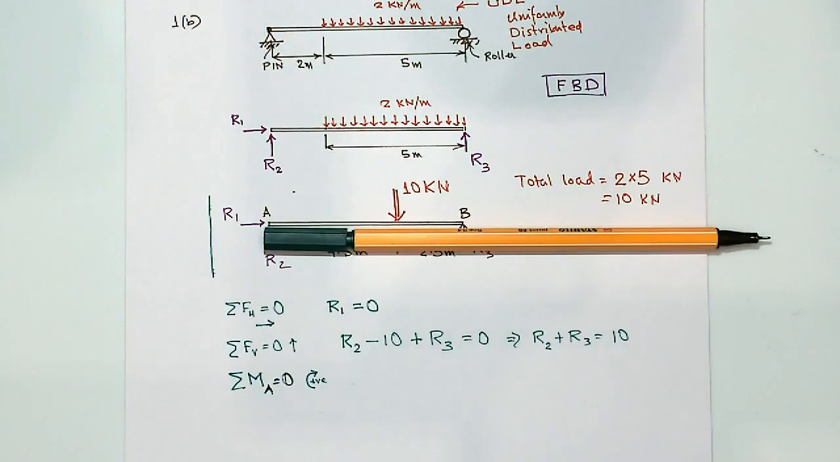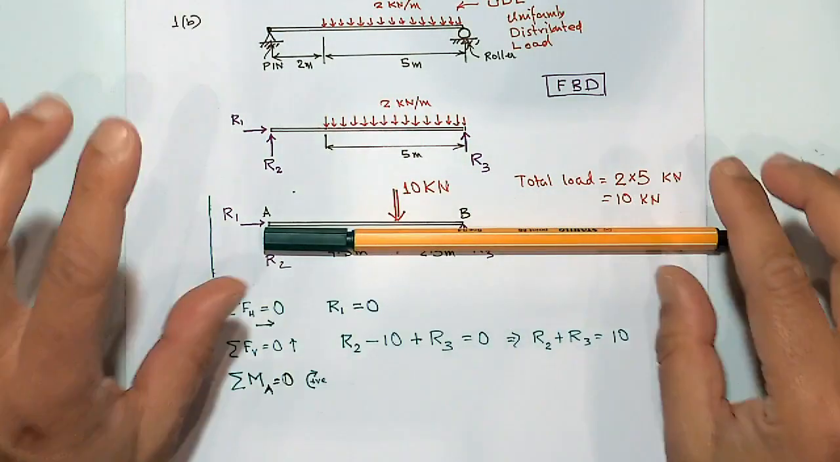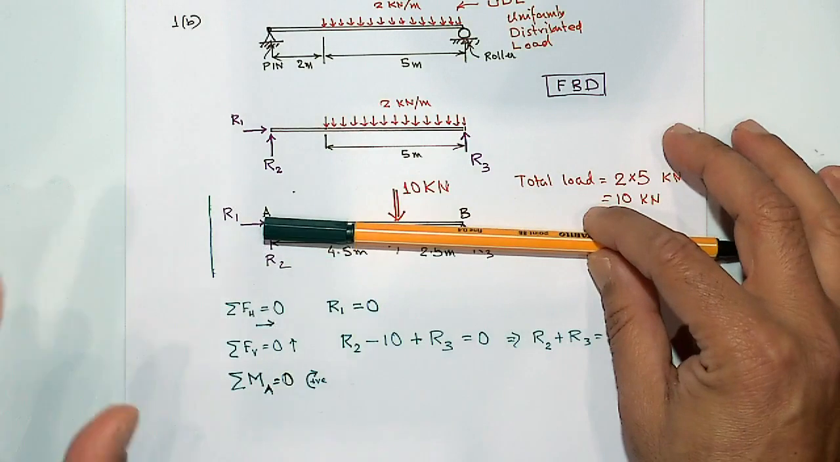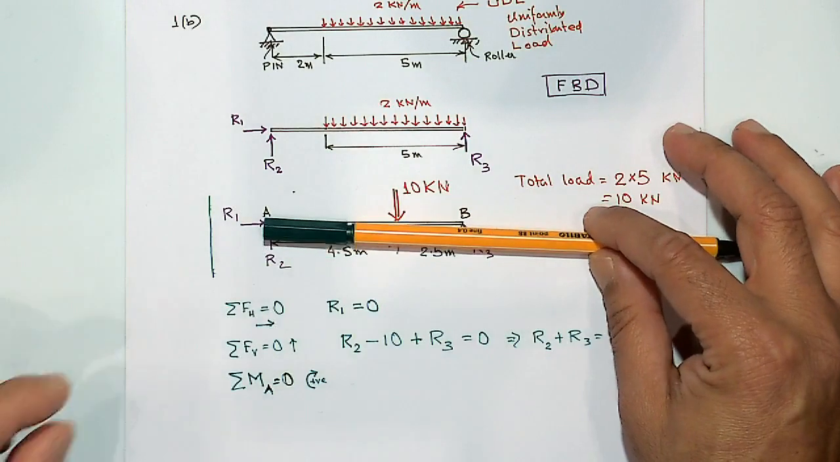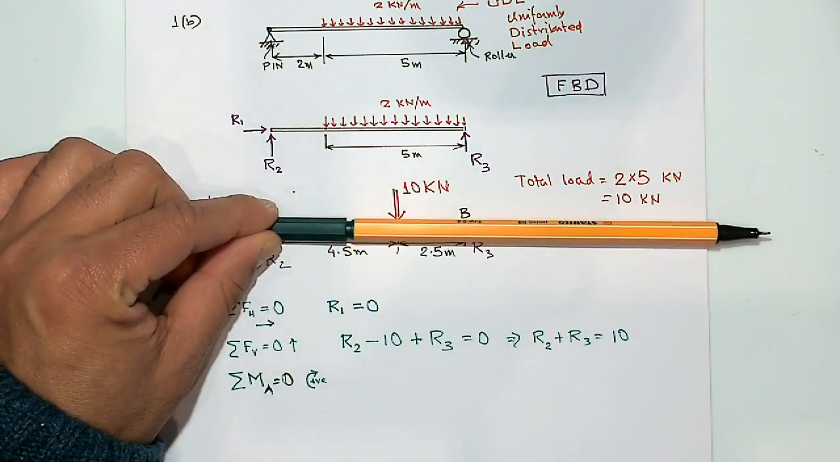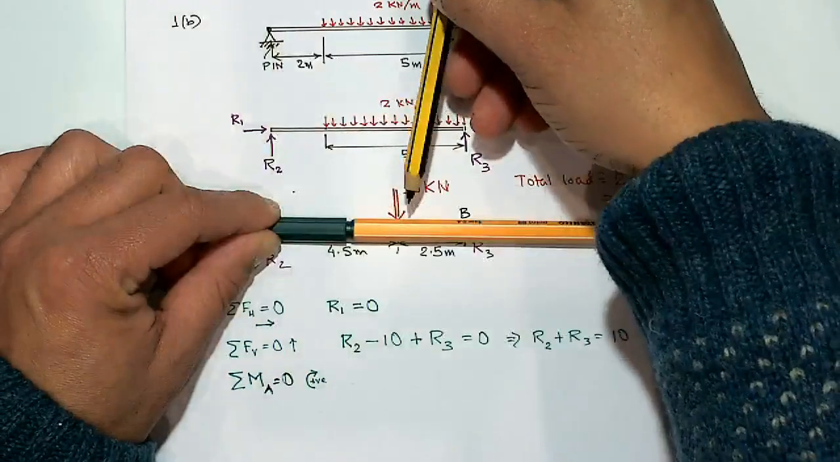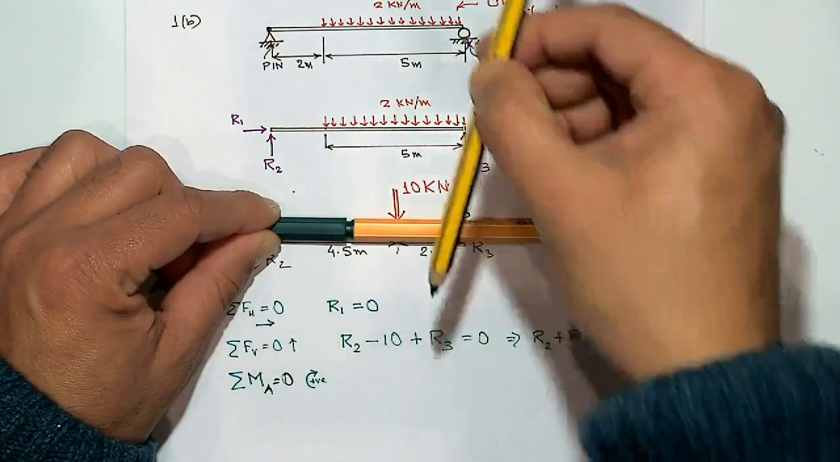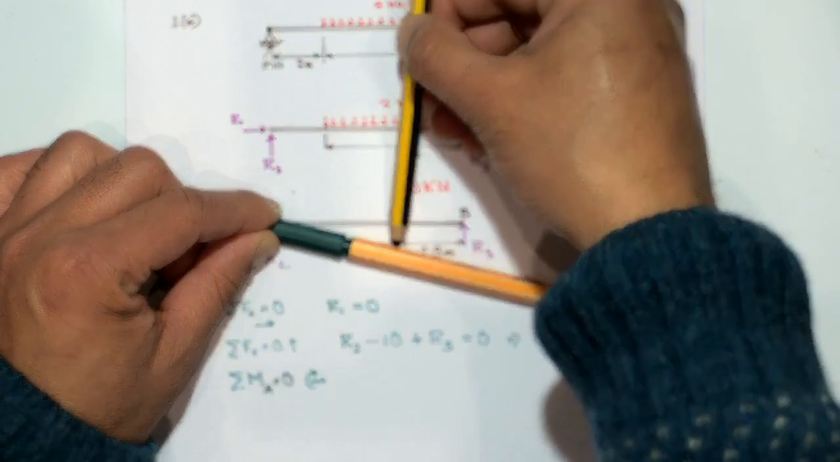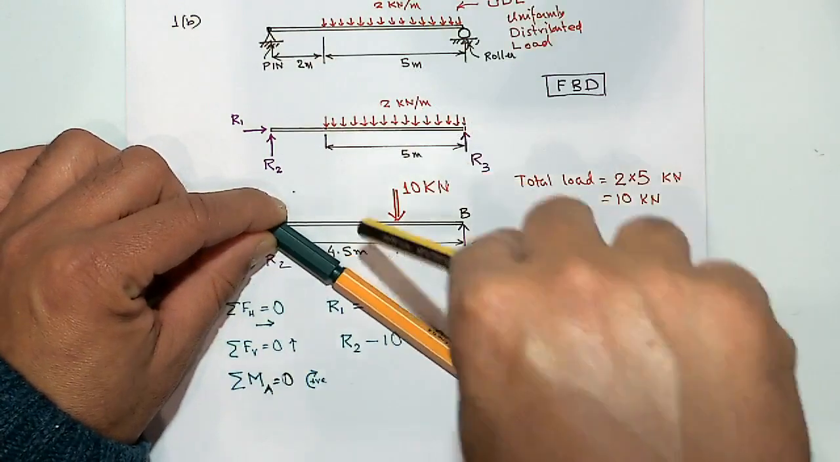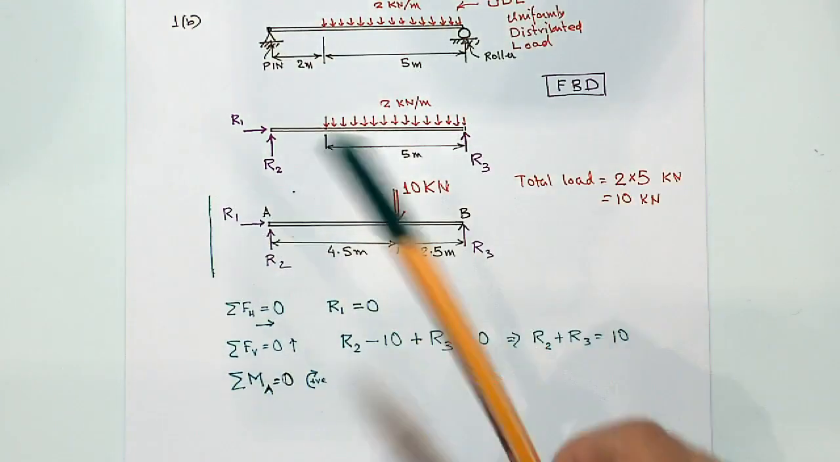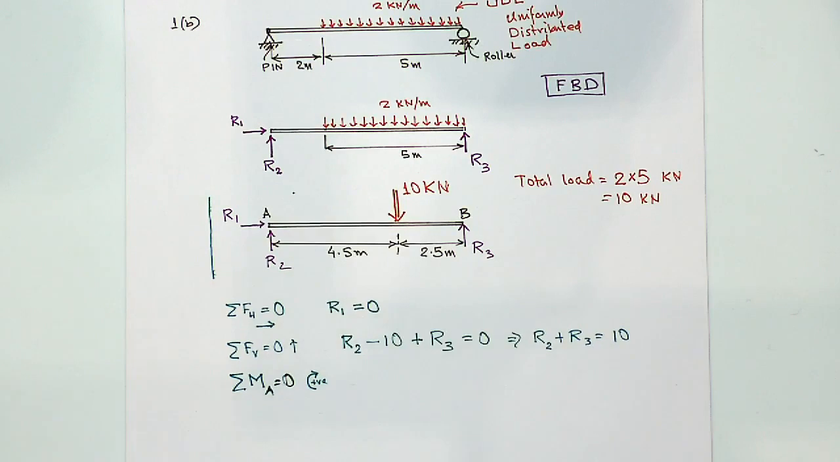So don't think about how it is supported. Only think about your structure and the point about which you are calculating moment. So point A I am calculating, think of that as a hinge and see how the force is going to rotate the structure. So this 10 kilonewton force will rotate it in the direction of a clock. So the moment would be positive.